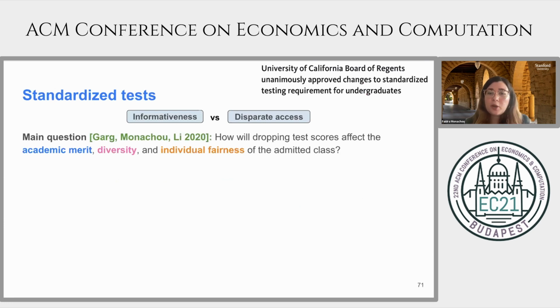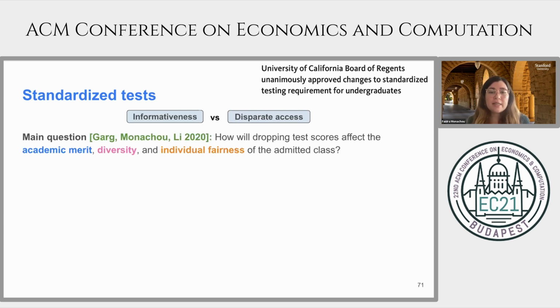So moving now to a completely different topic, a part of this literature has started looking at the role of standardized test scores, in the question of whether to drop the standardized testing requirement or not. This question is actually very timely. For example, we recently saw that the University of California permanently dropped the testing requirement and announced that they want to design their own test instead.